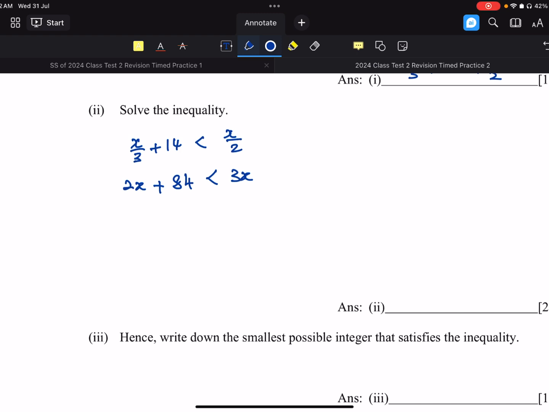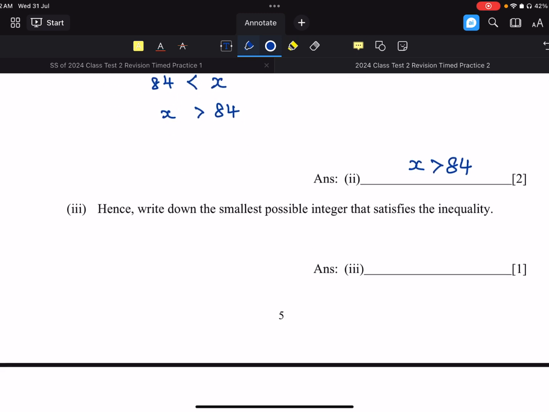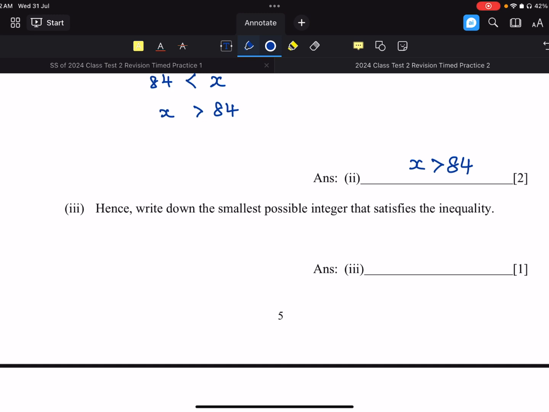Okay, so from here, if I subtract 2x on both sides, 84 is less than x, so x is greater than 84. Now over here, please do not just write 84, you must write down x is greater than 84, right? Because x is not equal to 84, so you cannot just put 84 in the answer space over there. This is something you need to take note of, right? So hence, write down the smallest possible integer that satisfies this. So the smallest integer will be the next one after 84. So that will be 85.